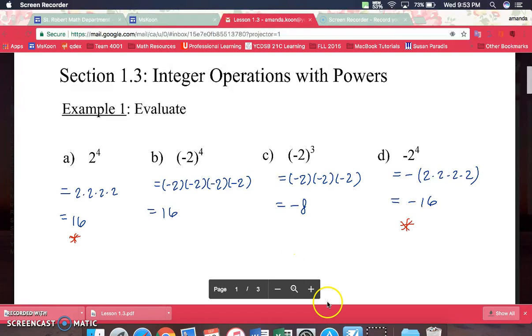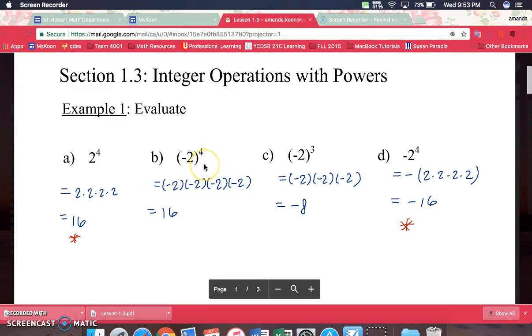Example 1. Evaluate. So when you compare 2 to the power of 4, (-2) to the power of 4, (-2) to the power of 3, and -2 to the power of 4 with no brackets, what's the difference? Well, hopefully you still remember that 2 to the power of 4 means repeated multiplication of 2 times 2 times 2 times 2. So that will give you a positive answer, positive 16.